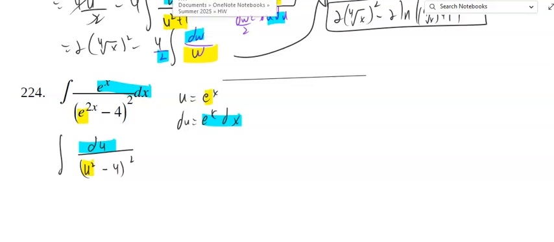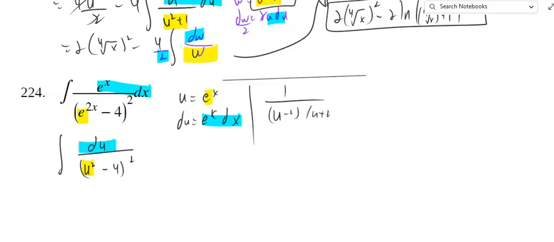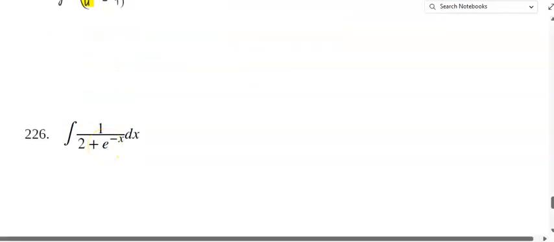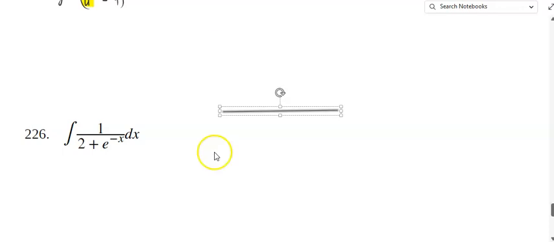And we know how this works. This is a bit longer. So this is 1 over u minus 2 times u plus 2, squared. That is A over u minus 2 plus B over u minus 2 squared plus C over u plus 2 plus D over u plus 2 squared. And you proceed. A bit longer than we like, but we don't have that many of those. One more to go. I think that's the last one.